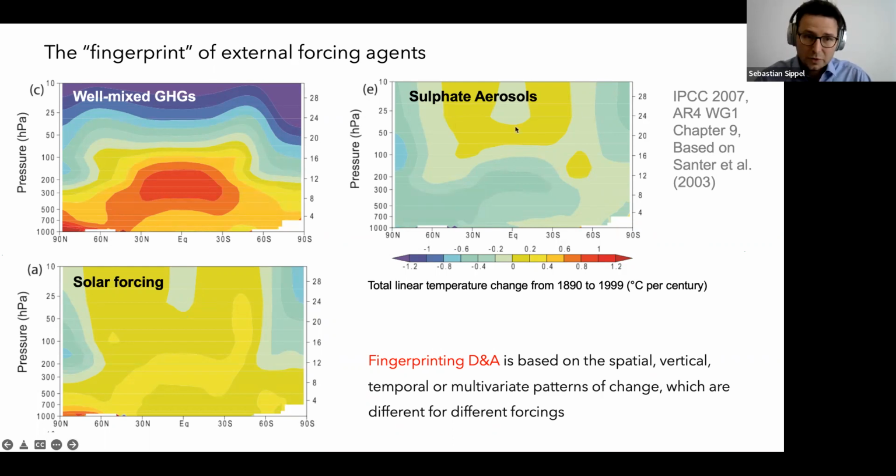The idea of showing these fingerprints is to say that this fingerprinting detection attribution is a hypothesis test, where we use these to specify our hypothesis for detection attribution based on spatial information, which can be latitudinal and vertical, as in this case, or just spatial information. It could also be temporal information, or multivariate patterns of change, which are different for different forcings. That's the physical motivation or argument that we then use to say we can actually distinguish these different signals.